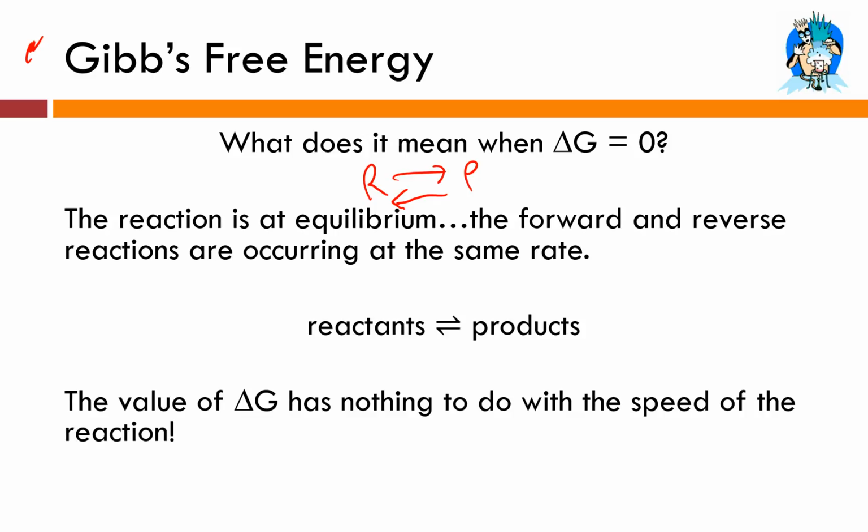Another common misconception is that the value of delta G is going to tell us something about how quickly this reaction occurs. Like you have something that's really, really negative, like a delta G equal to negative 10,000 kilojoules per mole. That's going to be really, really fast compared to something that's just negative 1 kilojoule per mole. That's not the case. Delta G has nothing to do with the speed. It's only telling us how much energy is going to be released or absorbed as we move from reactants to products. So don't fall into that trap.